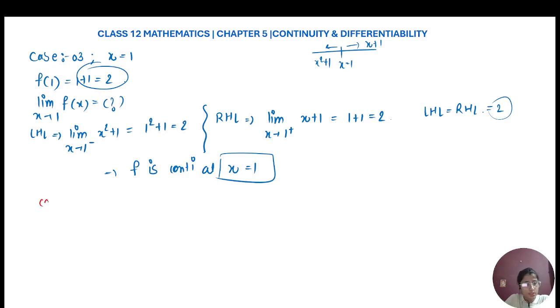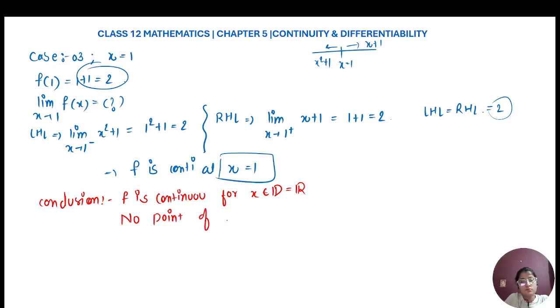So what will be the conclusion? That f is continuous for any x belonging to the domain, that is our whole R. That means there are no points of discontinuity. Okay, so we are done with our question number 10. Now let's move to the next question.